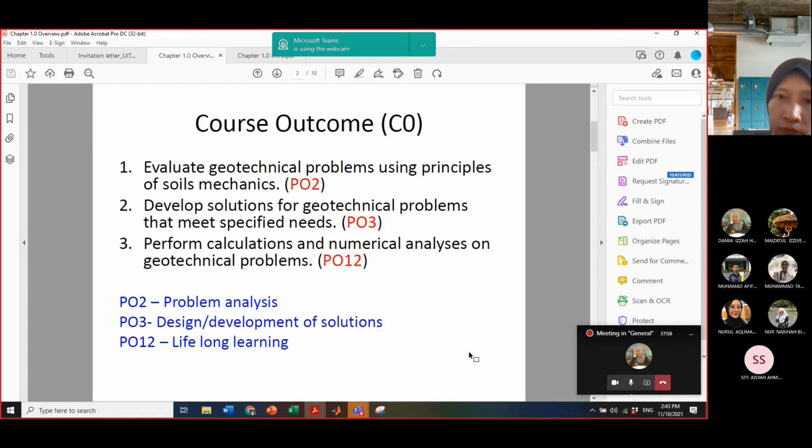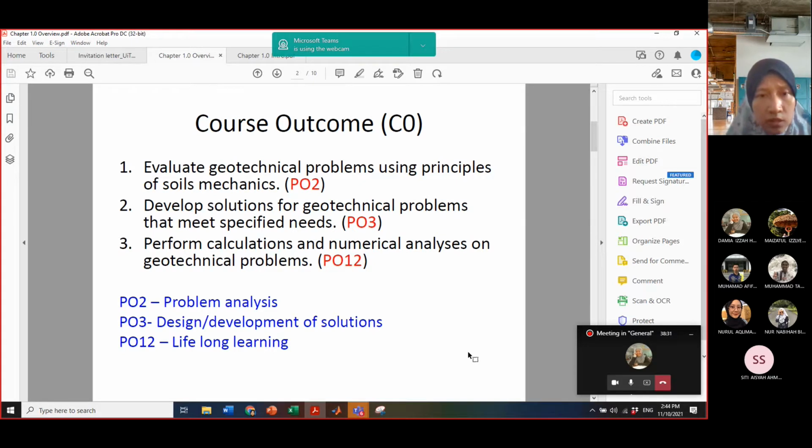Okay, for your information, this course covered 3 CO, which are evaluate geotechnical problems using principle of soil mechanics, PO2. So PO2 ni kalau you tengok kat bawah ni, ini antara 12 PO yang saya sebut tadi dalam OBE. It's about problem analysis. And then CO number 2 is develop solutions for geotechnical problems that meet specified needs. PO3 is design development of solutions. And the last one, perform calculations and numerical analysis on geotechnical problems.